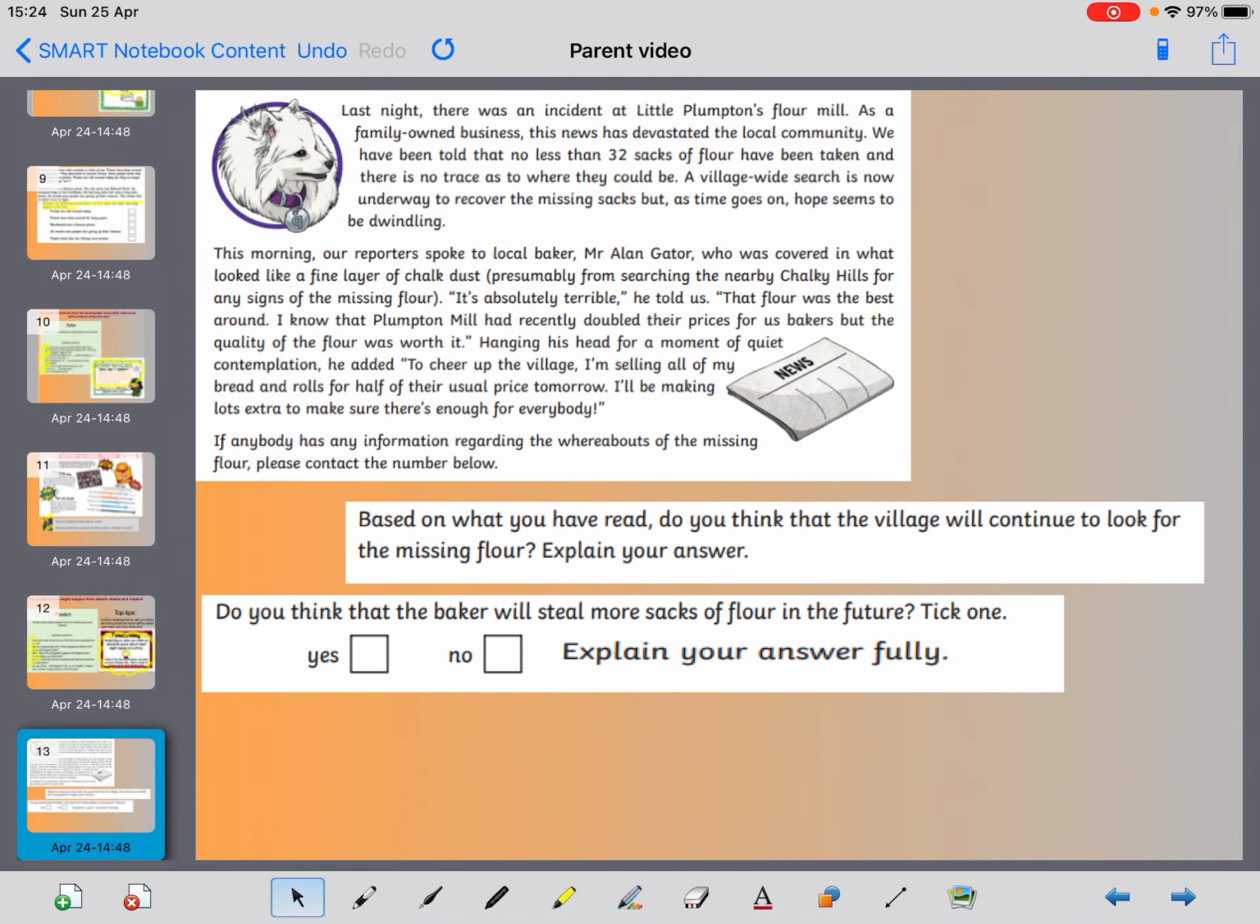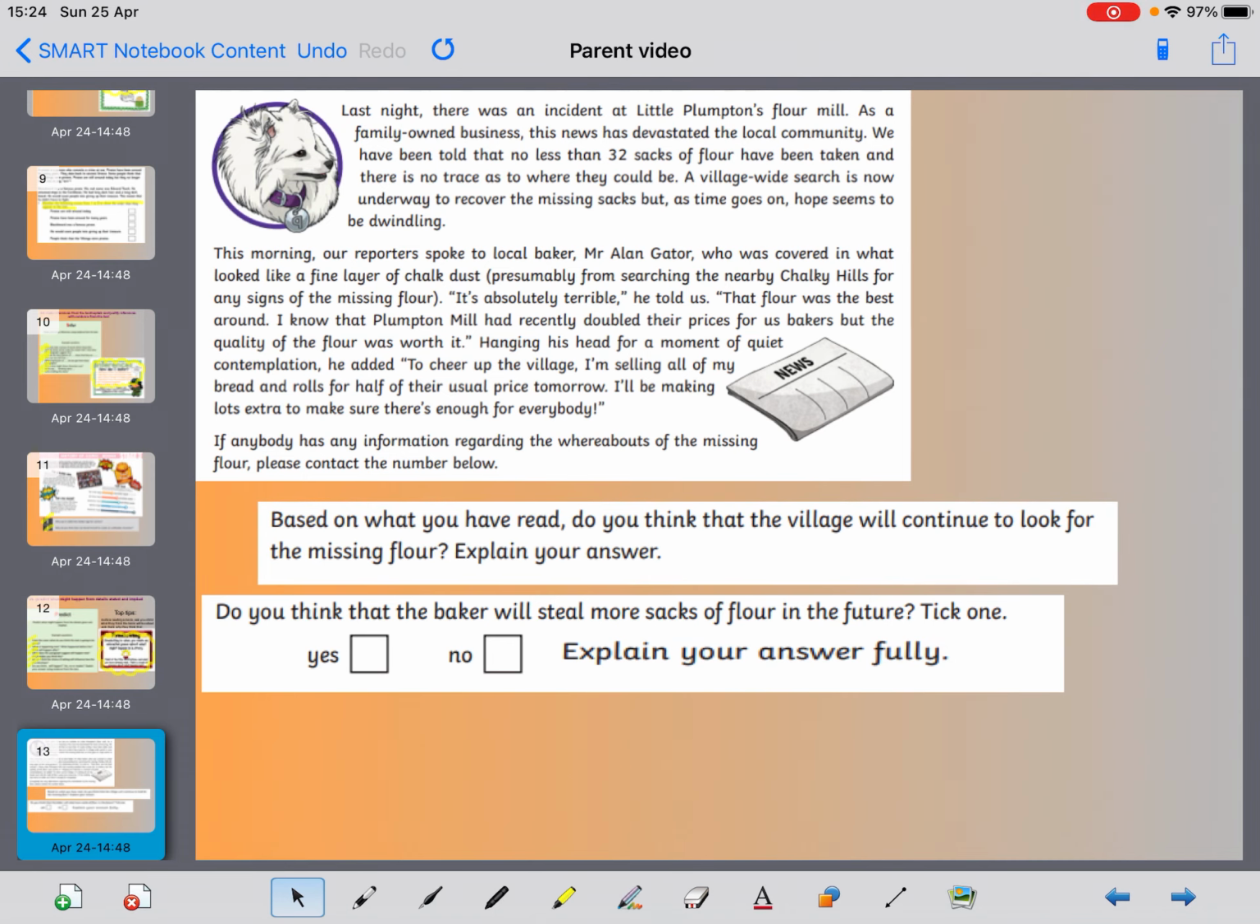Again, we've got a text here. So they would read through the text and then look at the questions. Based on what you have read, do you think the village will continue to look for the missing flower? They cannot just simply say, yes, I think they will, or no, I don't think they will. The important part is explaining the answer, and they need to use evidence from the text. What makes them think that they will continue to look for the flower? What makes them think they will not continue to look for the flower?